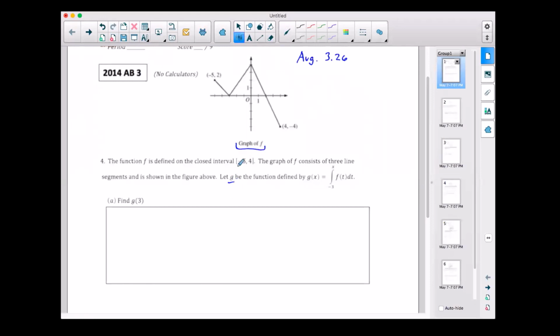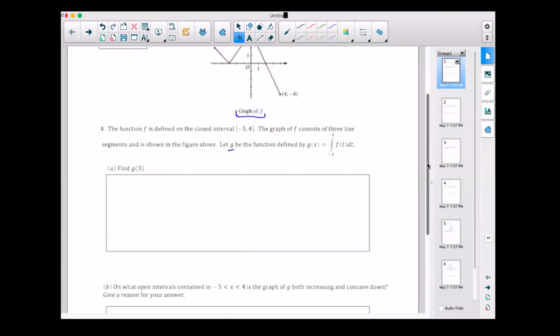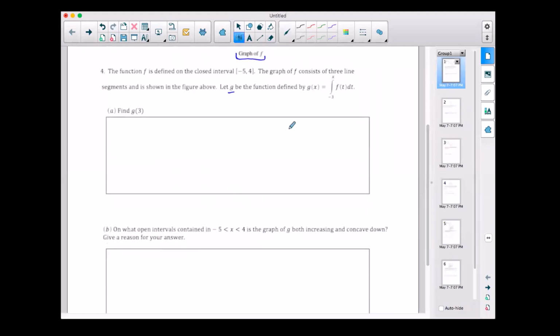By the time you get to a question like this, you will have been testing for almost, if not, 3 entire hours. And so you want to set yourself up to not make those mentally fatigued mistakes. The problem gives us a graph of f, and then look at the questions. All of the questions are about g. Find g of 3. On part b, when is g increasing and concave down?